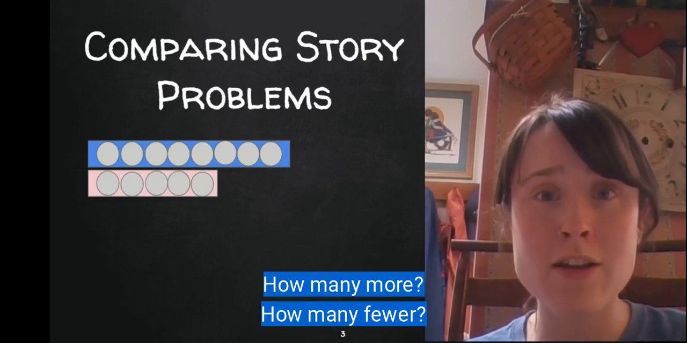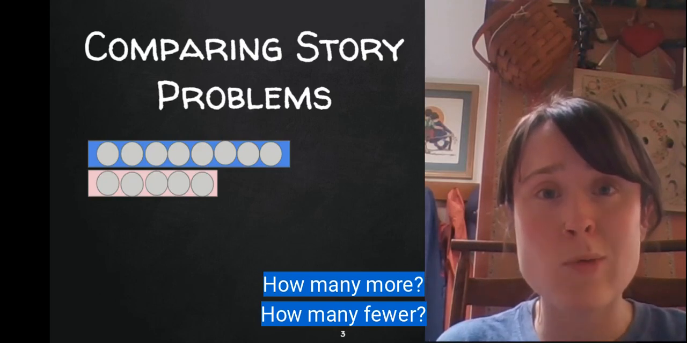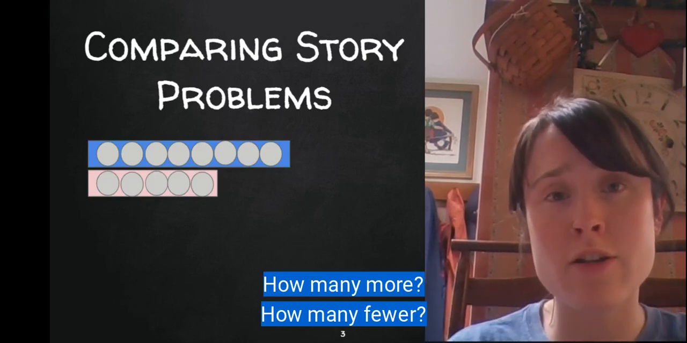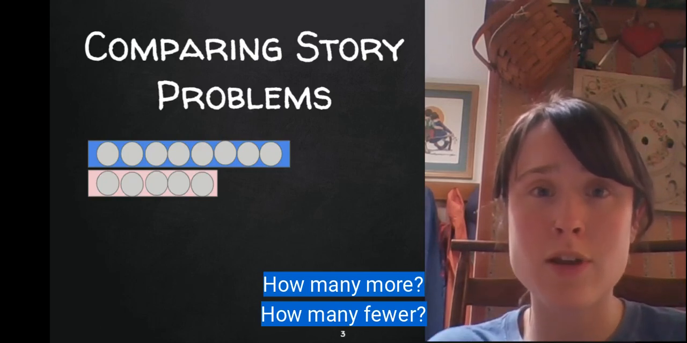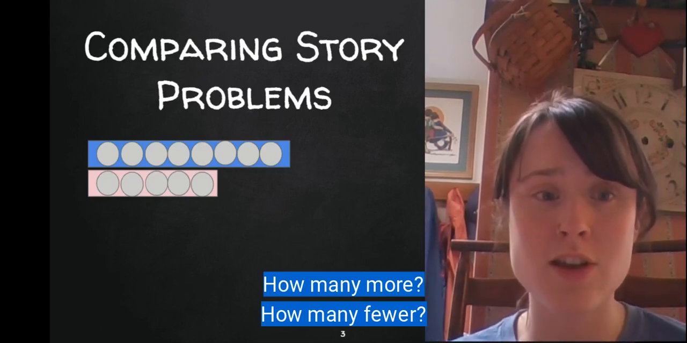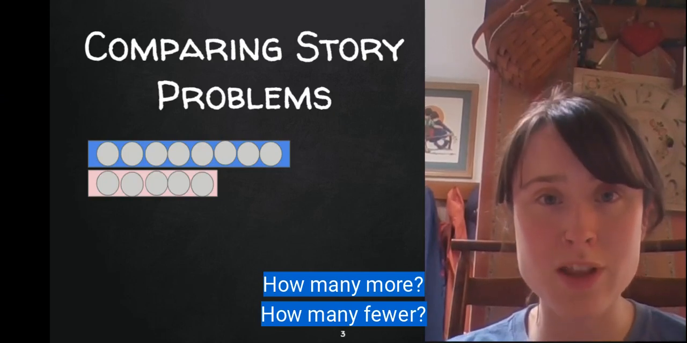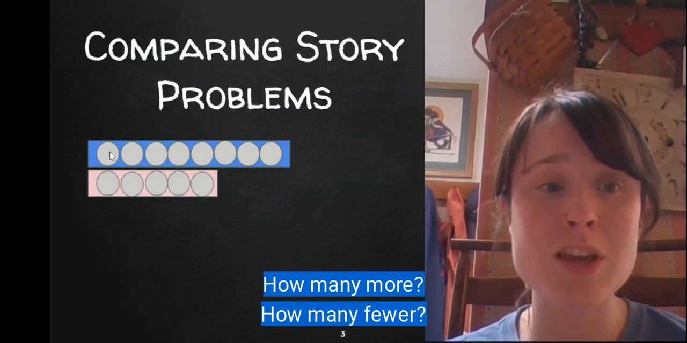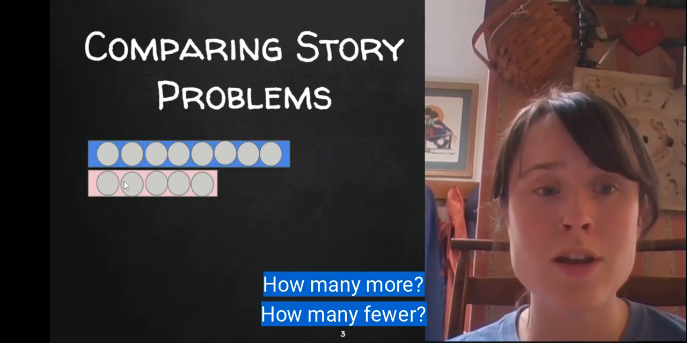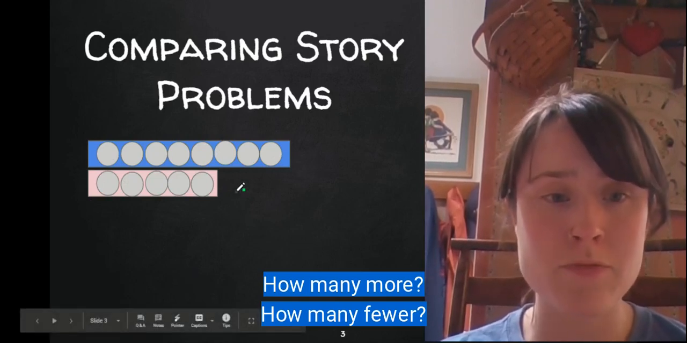When we're comparing, we often hear questions like, how many more? Or how many fewer? That means that there's a bigger value and a smaller value, and we want to know the difference. So take a look at this bar model that I set up. Bar models are really helpful when we're doing comparing story problems because we can show the bigger value and the smaller value and think about what's different.